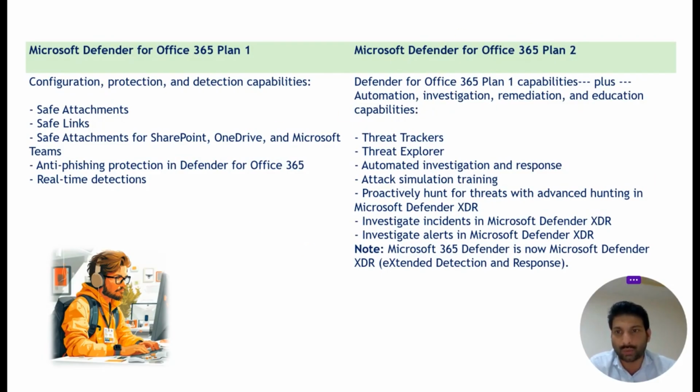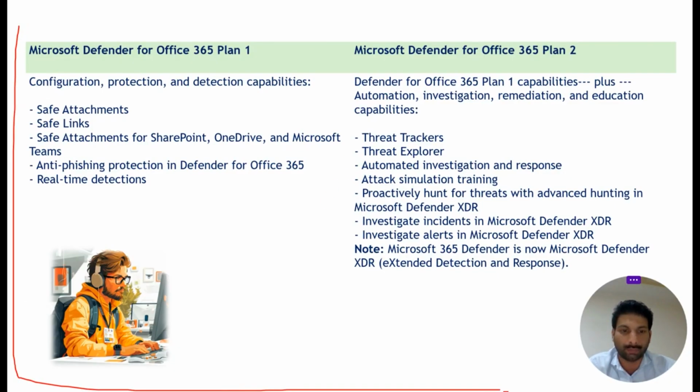So it says the difference between P1 and P2. The same thing we have discussed as of now is discussed here in the documentation. It says the same thing. Whatever we have in Plan 1, we get in Plan 2. Apart from that, we get some automation, investigation, remediation, and education capabilities. For the investigation, we get Threat Explorer, Threat Trackers, and automated investigation and response. We also get attack simulation training, which we can provide in Plan 2. So this is the difference between Plan 1 and Plan 2.